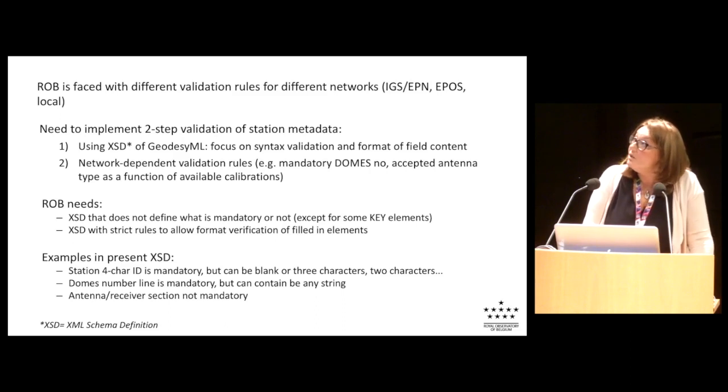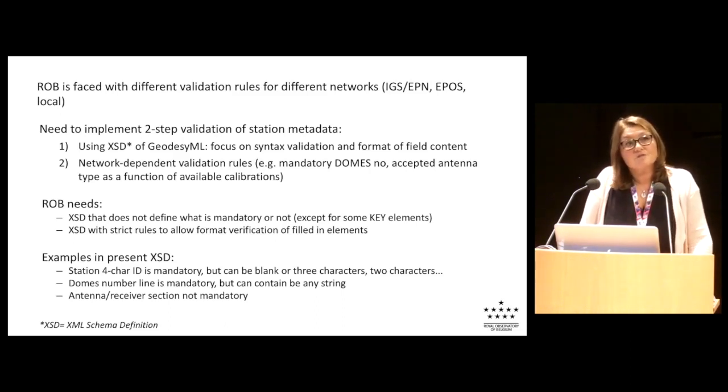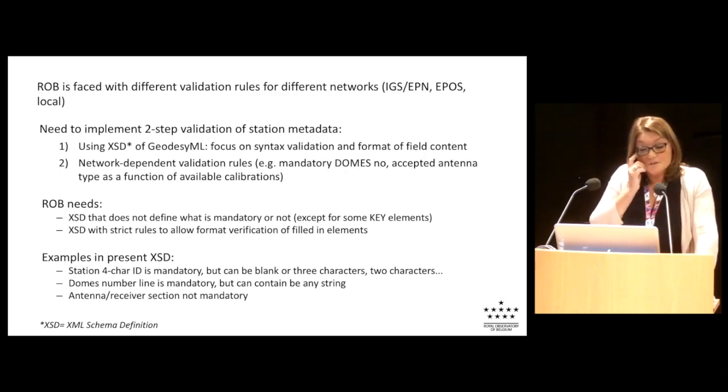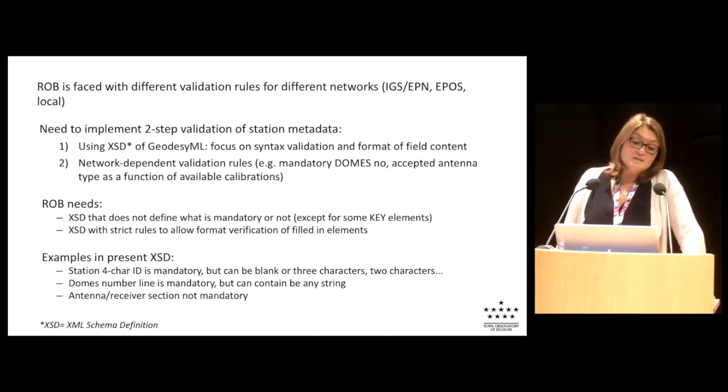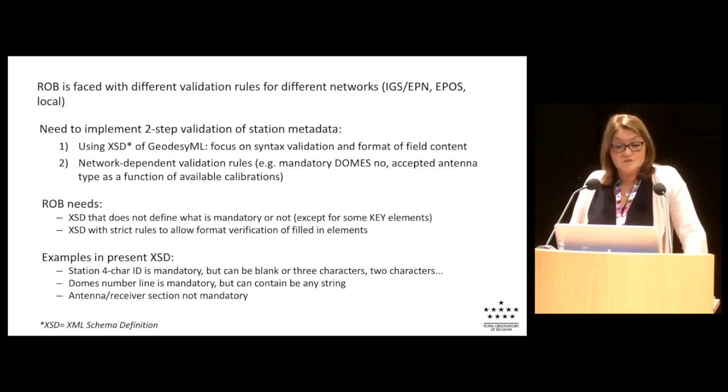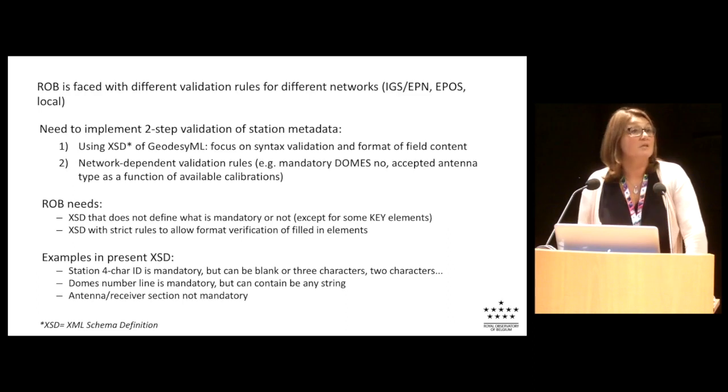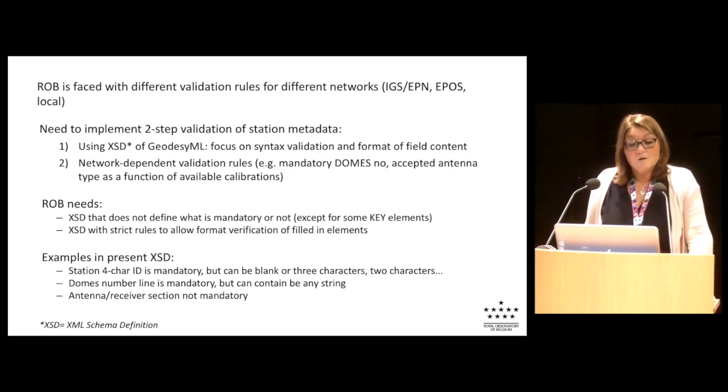So as I already mentioned in the beginning, we are faced with the situation that we will have to apply in the future different validation rules for different networks. And this requires from us to implement a two-step validation of station metadata. So we will use the XML schema definition of GeodesyML to focus on the syntax validation and the format of the field content. And then we will do a second step where we will apply the network-dependent validation rules, for example, the mandatory DOMES number, or the fact that an antenna can only be accepted when it has a type mean calibration, which is the case of the IGS, but for example in the EPN, you accept also individual antenna calibrations.